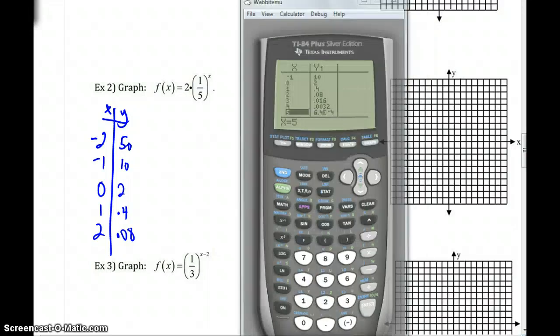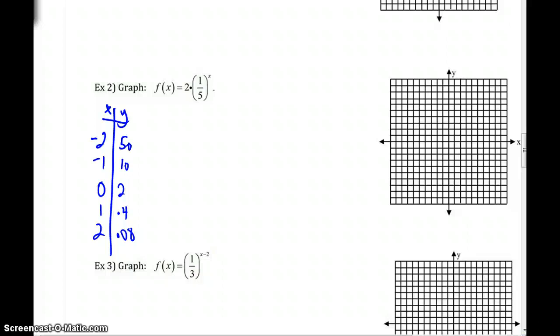Now, what we could do at this point is very quickly realize that our scale does not have to go between negative 10 and 10 for our y's. Of course, we could still make that so. We could ignore the negative 250, 50, and just say negative 1, 10. That would be 1 to the left, up 10. 0, 2, we'll just go up 2 steps. 1, 0.4, that's roughly about right here. 2, 0.08, well, that's very, very low.